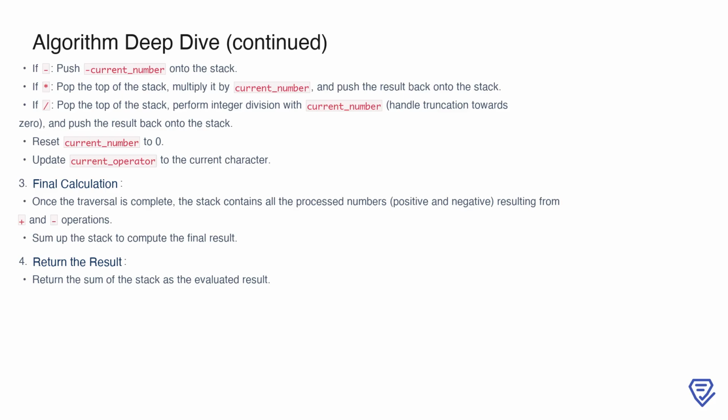For division, it's important to ensure truncation towards 0, which Python handles for positive numbers using integer division. After processing the operator, we reset current_number to 0 and update current_operator to the current character. Once the traversal is complete, the stack contains all the intermediate results, including positive and negative values resulting from addition and subtraction. To compute the final result, we simply sum all the values in the stack. This approach ensures that operator precedence is respected, and the calculation is both accurate and efficient.